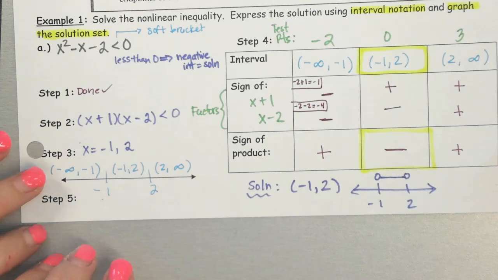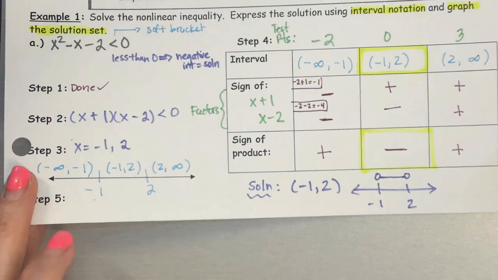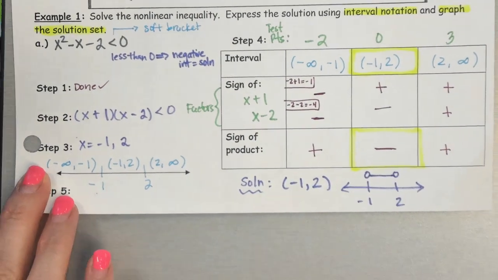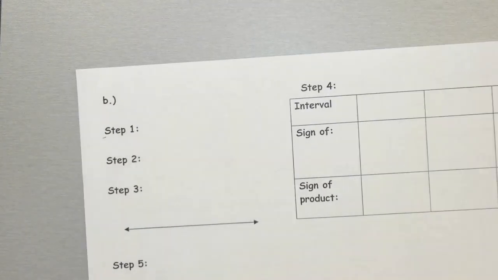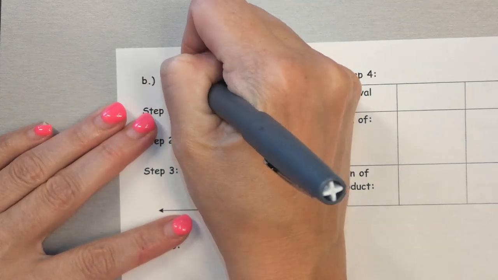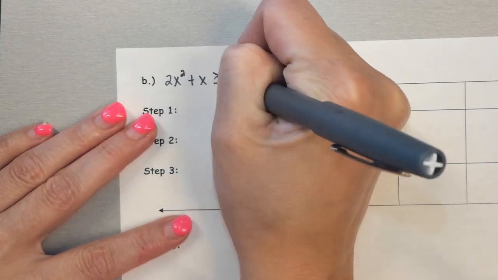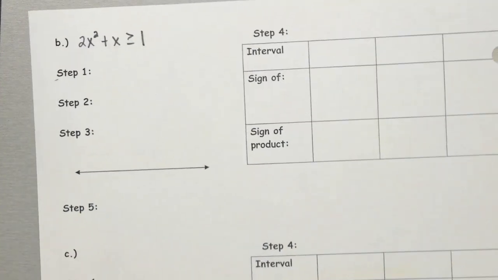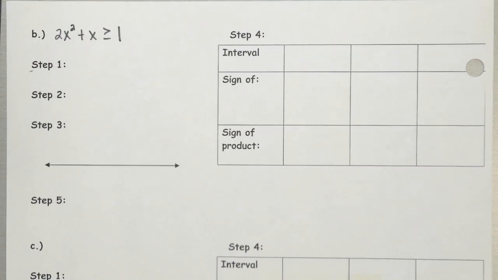All right, questions for me on that part? All right, let's try the next one. So why don't you go ahead and try the first few steps here. So we're moving everything to one side, we're factoring, and then we're finding those key values.